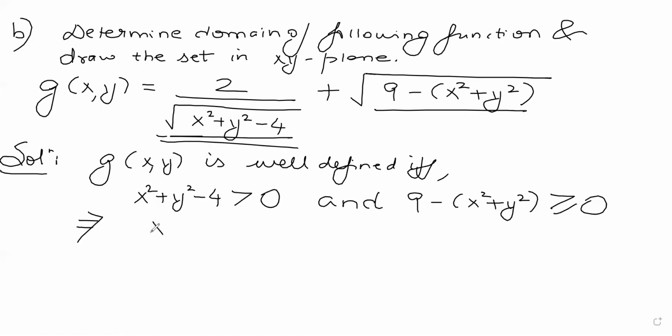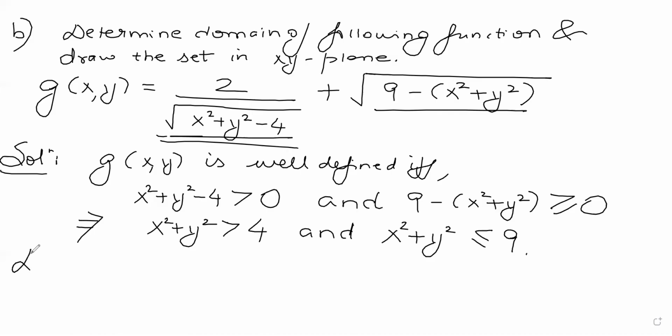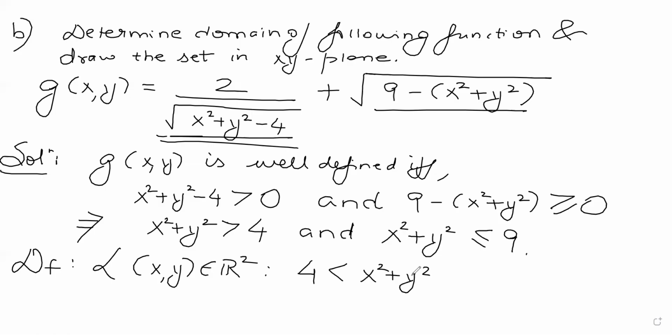Now this implies x square plus y square is greater than 4 and x square plus y square is less than or equal to 9. So I can say, what is the domain of the function? Set of all (x, y) belonging to the two-dimensional space such that x square plus y square is strictly greater than 4 and less than or equal to 9.